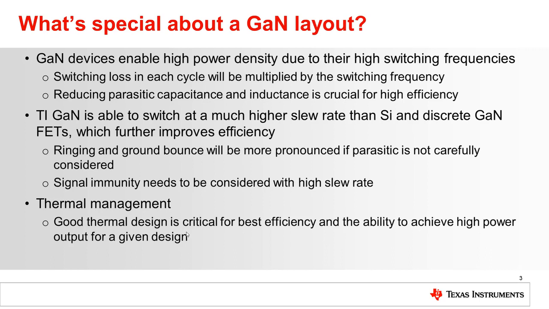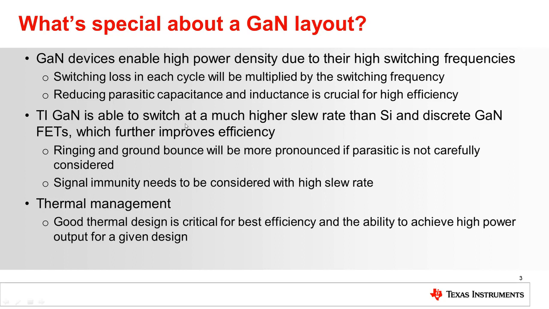Now, we are going to look at what's special about GaN layouts. Firstly, GaN devices enable high power density as they are capable of going to higher switching frequencies. The switching loss in each cycle is proportional to the switching frequency, and in high switching frequency applications, reducing parasitic capacitance and inductance is crucial for high efficiency designs.